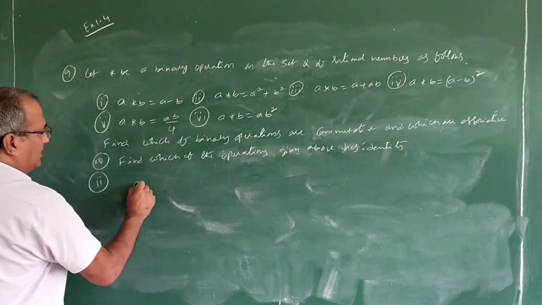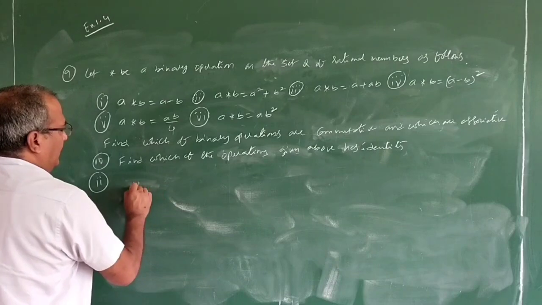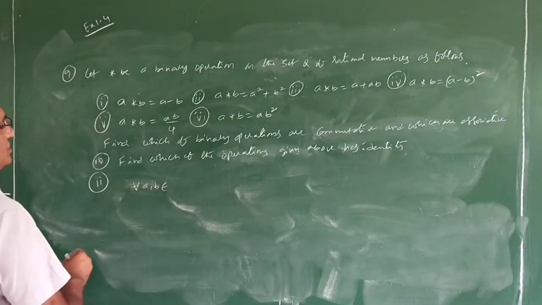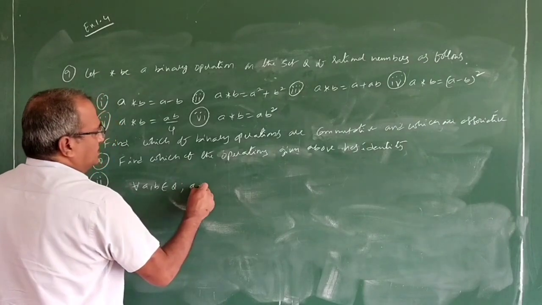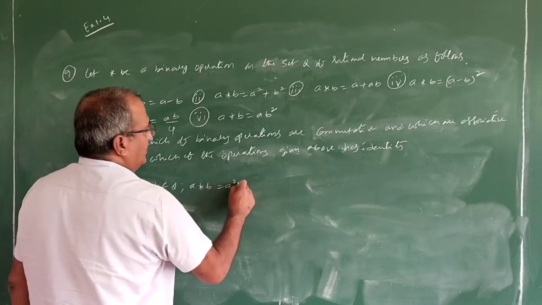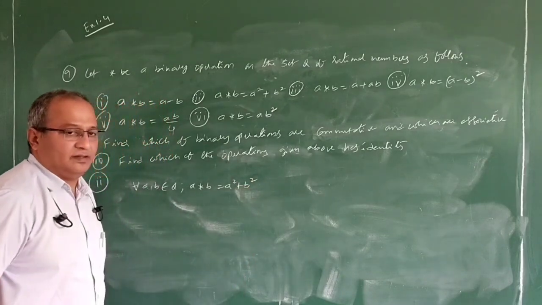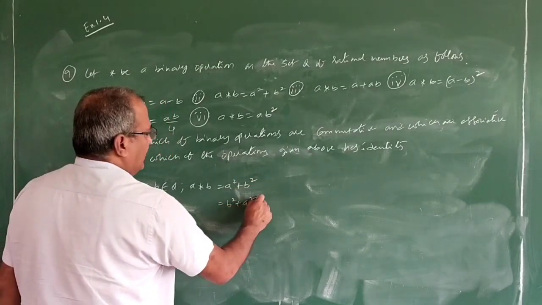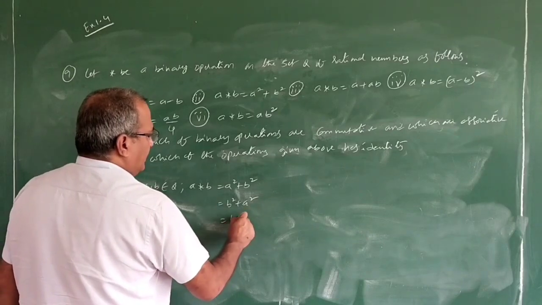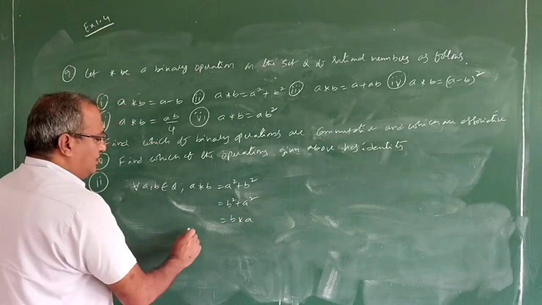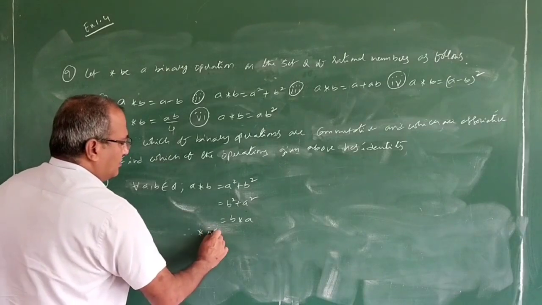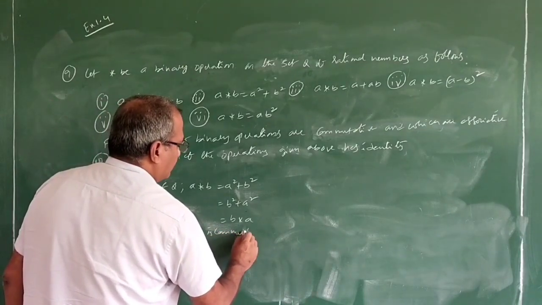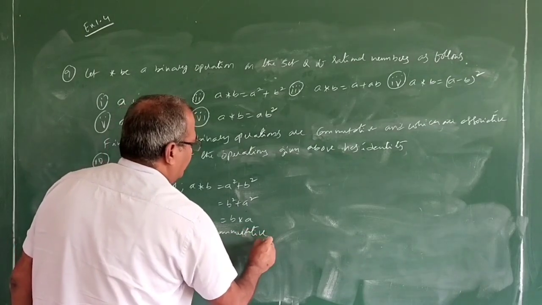A star B, for all A, B belongs to Q, A star B is equal to A square plus B square. Now, this can be written as B square plus A square, which is equal to B star A. Therefore, star is commutative.